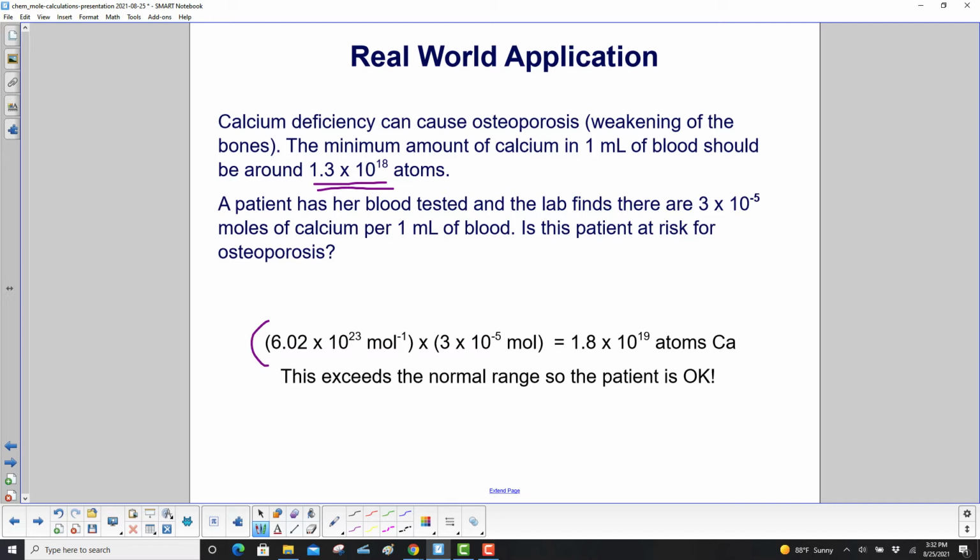Well, here we have Avogadro's number, 6.02 times 10 to the 23rd mole inverse, which means that's particles per mole, times 3 times 10 to the minus 5th moles. All right, that's up there. That's the moles of calcium per 1 milliliter. That tells us that there are 1.8 times 10 to the 19th atoms of calcium, which is greater than the minimum amount required. So, the normal range is exceeded, that's just fine, the patient is okay.